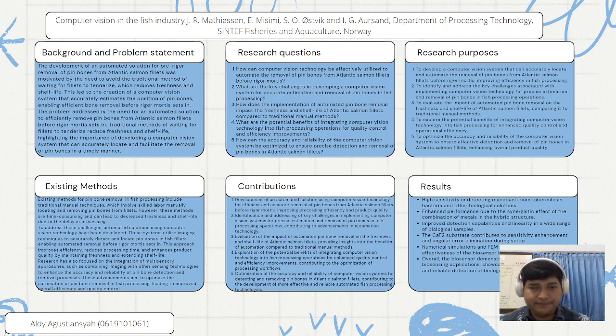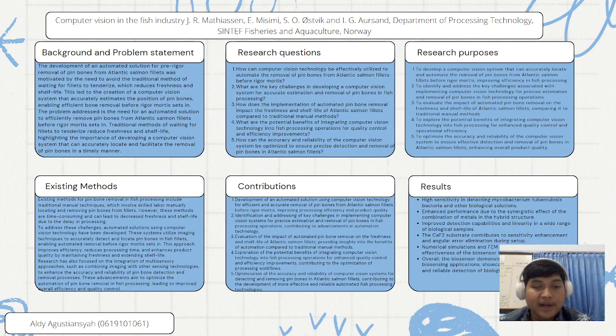Existing methods. Existing methods for pin bone removal in fish processing include the traditional manual technique, which involves skilled labor manually locating and removing pin bones from fillets. However, these methods are time-consuming and can lead to decreased freshness and shelf life due to the delay in processing. To address these challenges, automated solutions using computer vision technology have been developed.